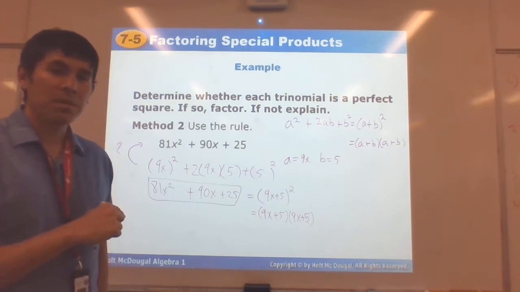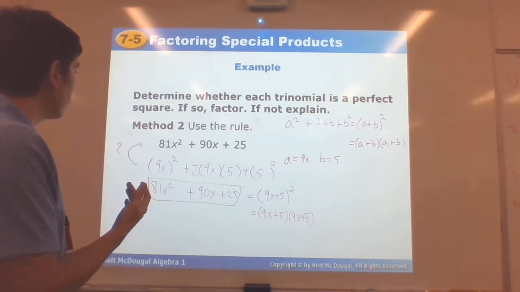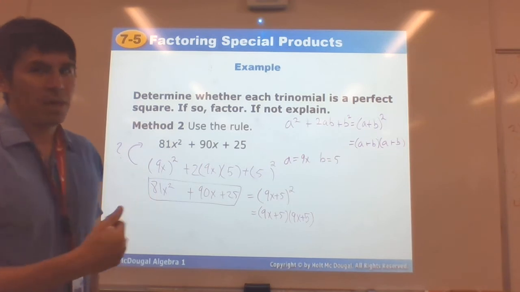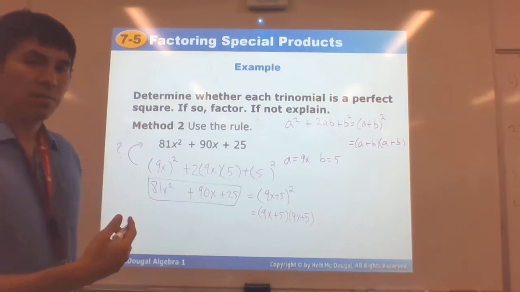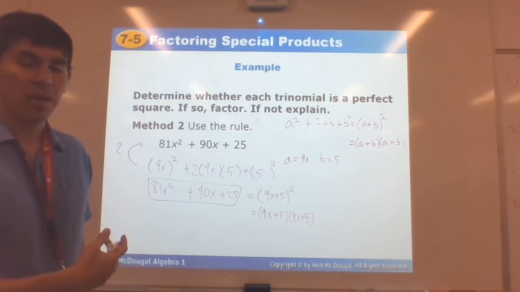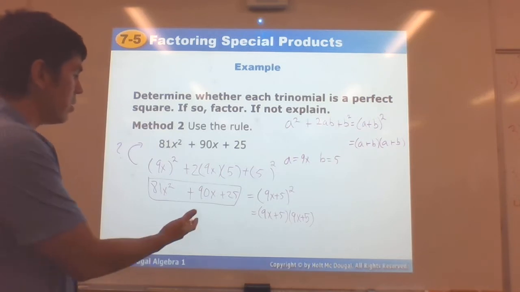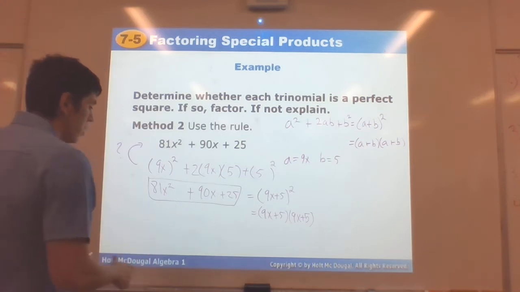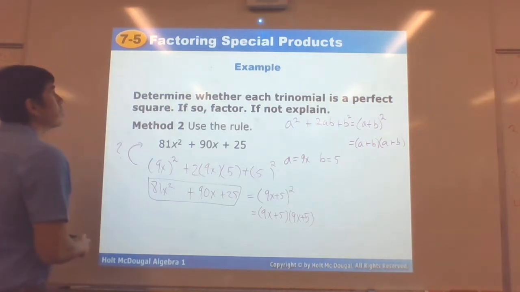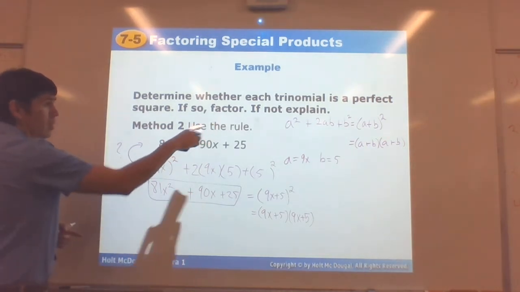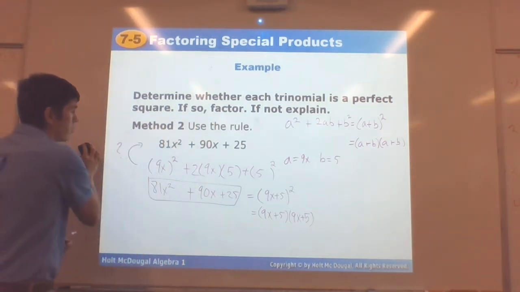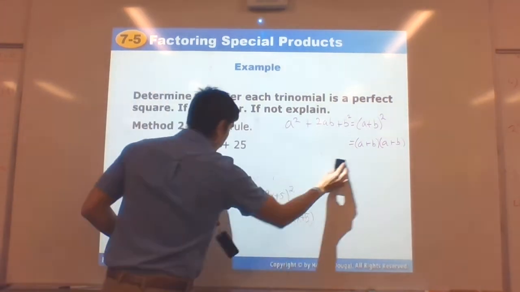You can do this with the box method, although I think the box method will take a long time just because we have a large a value. And so this is another way of factoring trinomials that have large a values. This is the end goal here: factoring special products using our rule. Let's try another one.